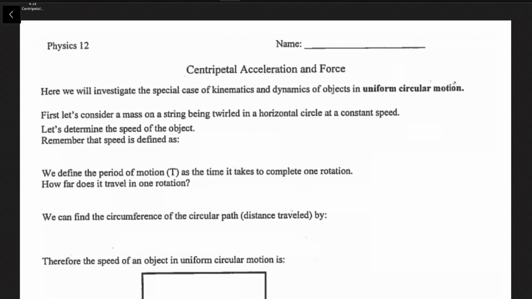Today we're going to be starting a new chapter. We're actually going to jump to chapter 5. We're going to skip chapter 4 for now, and look at section 5.1.